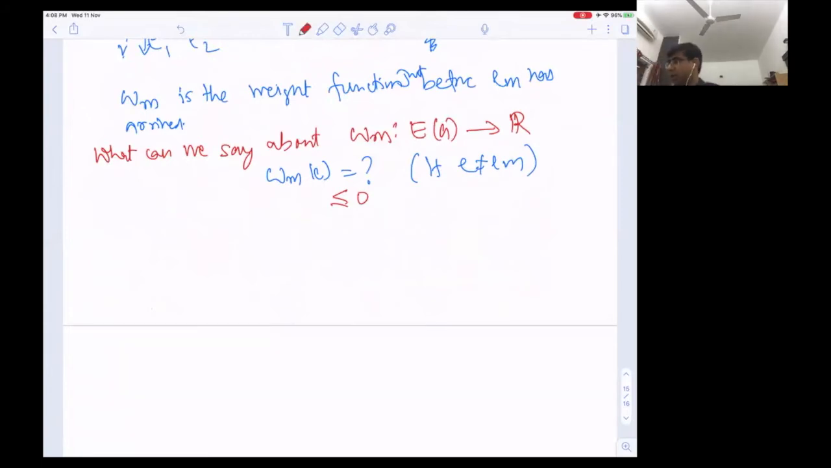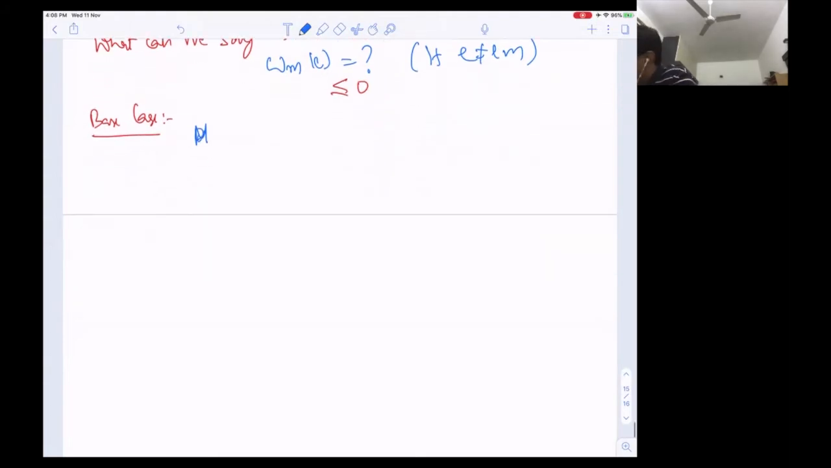Now, this is my base case, which I'm trying to handle first. So let's think of it this way. Let's do it slightly more cleanly. Now let's say Wm of Em is either less than or equal to 0, or greater than 0.